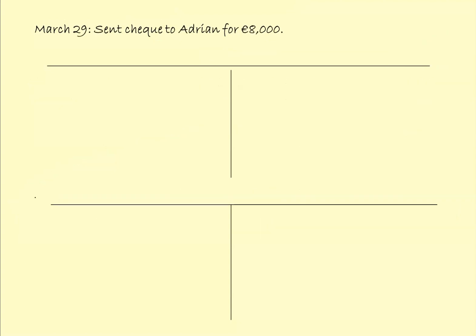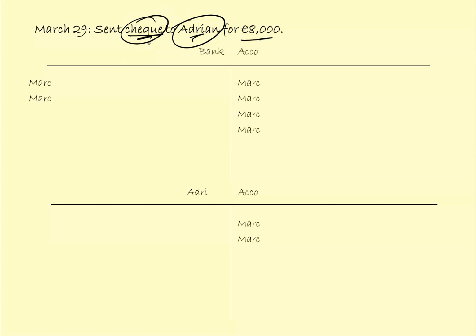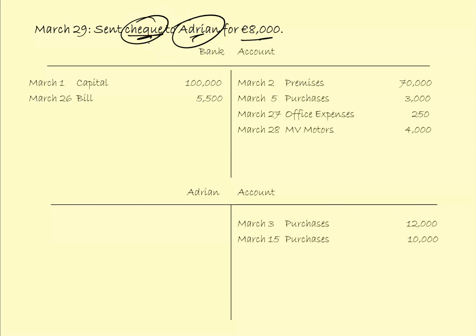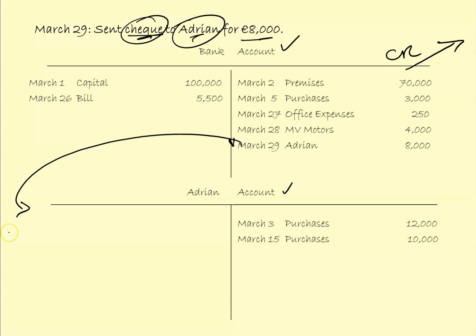And then March the 29th, send a check, implies bank, to Adrian for 8,000. So I need a bank account and Adrian account. So we have both of those accounts. Here's the bank account, and there's Adrian's account. Now we're sending money to Adrian, so money's coming out of our account. So we're writing a check and posting it to Adrian. So in here I'm going to write in March the 29th, Adrian 8,000, and then I'll record that in Adrian's account on the debit side.